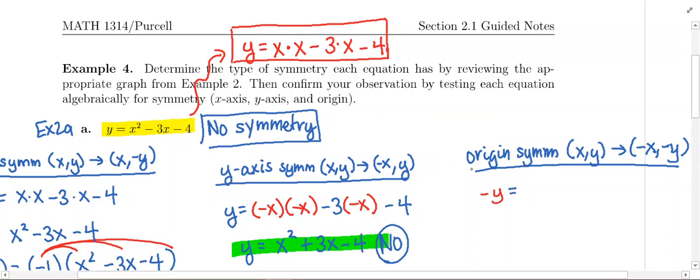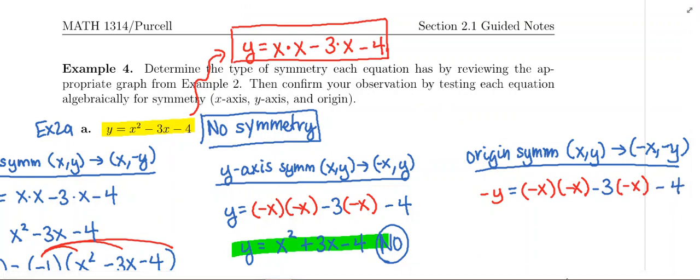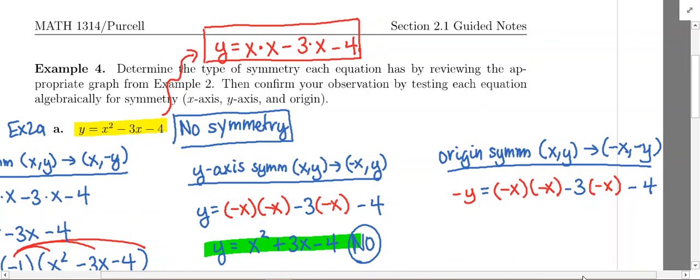Instead of x times x, we have to make replacements of x with negative x. So we're going to have negative x times negative x. Then minus 3. Instead of multiplying by x, we're going to multiply by negative x. And then we can't forget to tack on the negative 4. So we just went to our original equation. It's easier to work with the boxed version here. And we replaced x with negative x and y with negative y.